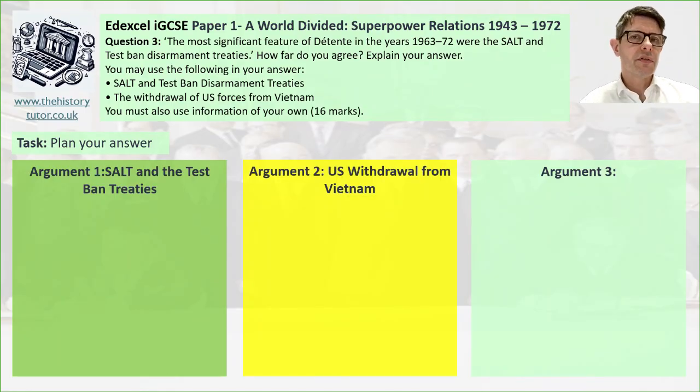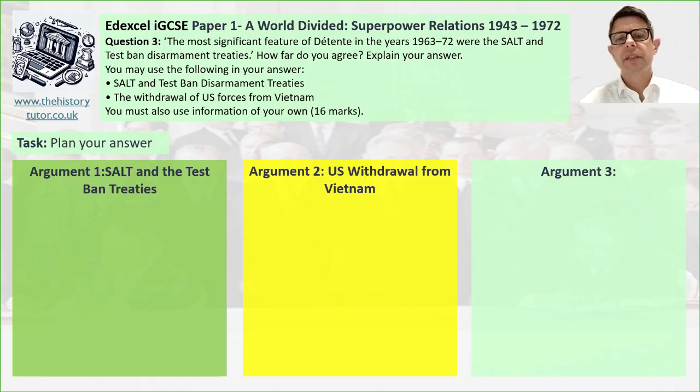So therefore, we're looking for 2 to 3 paragraphs. It says how far, so we need for and against arguments. We've got to say, yes, SALT is important. Maybe we're going to say, no, it's not to some extent. So we're going to have evaluative paragraphs. So therefore, we're going to do our PEAL paragraph: point, evidence, explain, link.